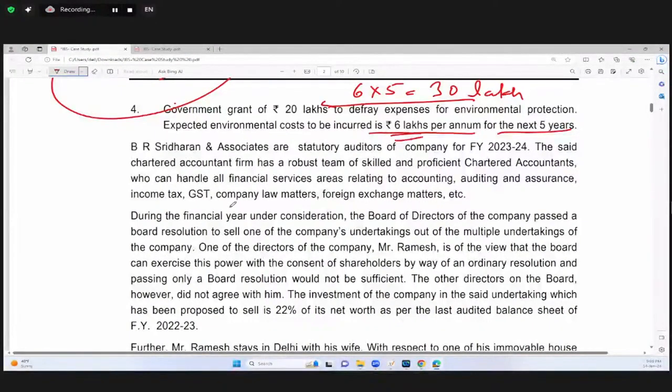B.R. Sridharan and Associates are statutory auditors of the company for financial year 23-24. The said CA firm has an entire team of skilled and proficient chartered accountants who can handle the various areas relating to accounting, accountancy, auditing, then income tax, GST, company law matters. This firm has a lot of chartered accountants and they are handling their part in the firm. During the financial year under consideration, the board of directors of the company.